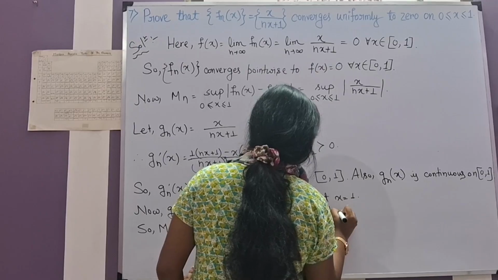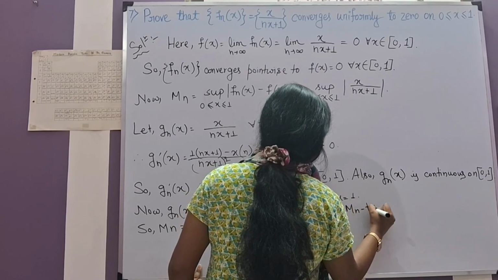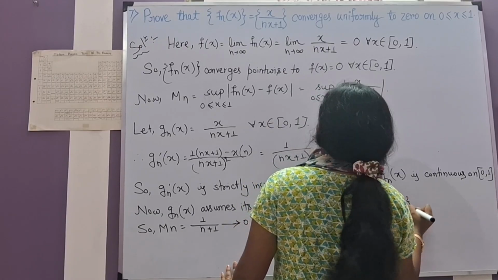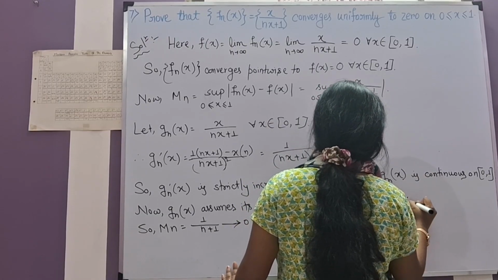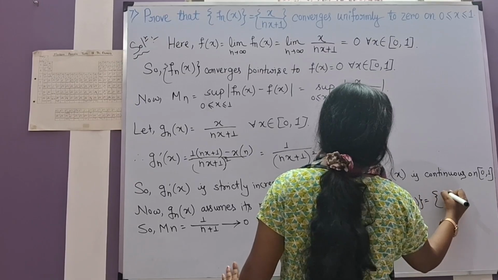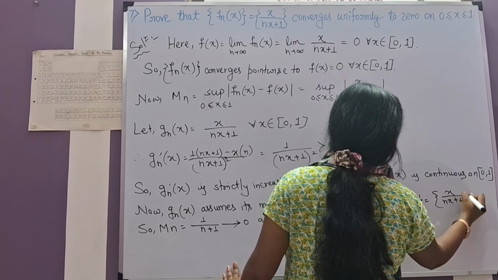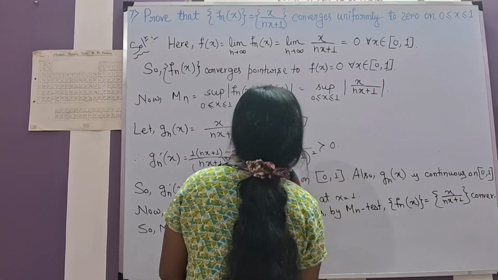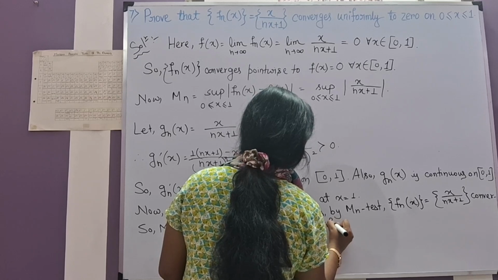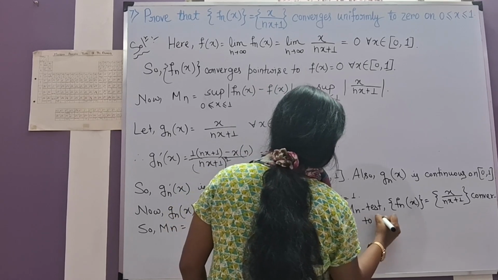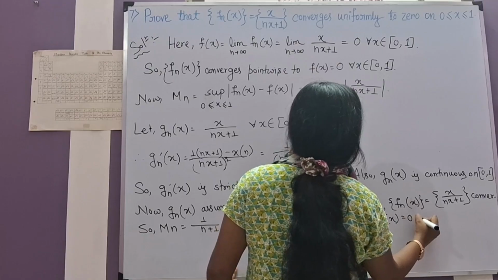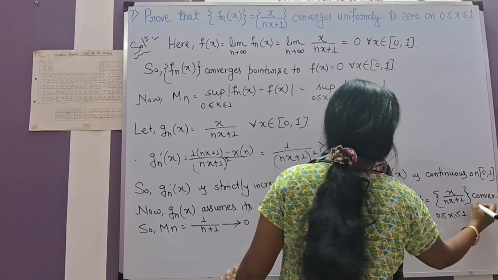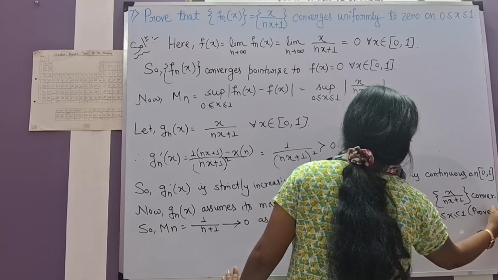Thus, by the Mn test, what we can say? We can say that the sequence fn of x equal to x by nx plus 1 converges uniformly to f of x equal to 0 on 0 ≤ x ≤ 1. Hence, proved.